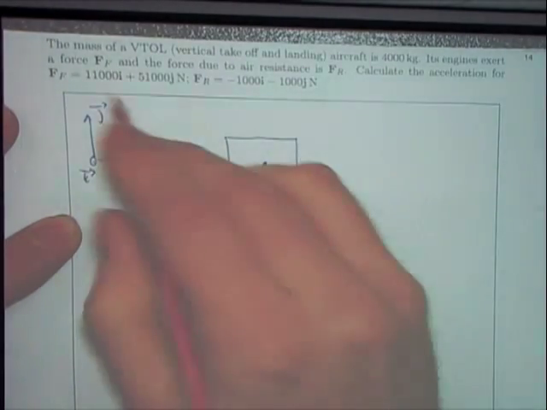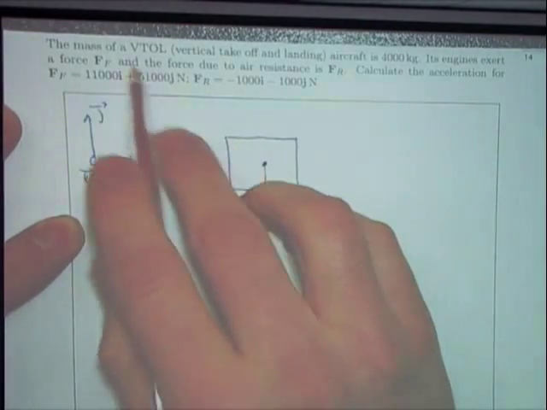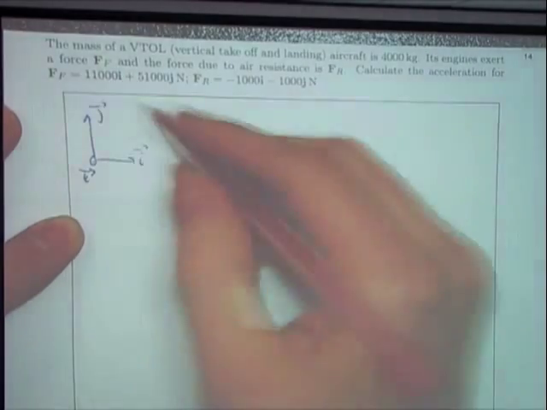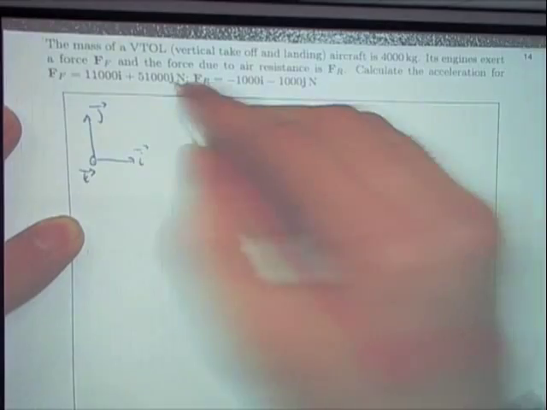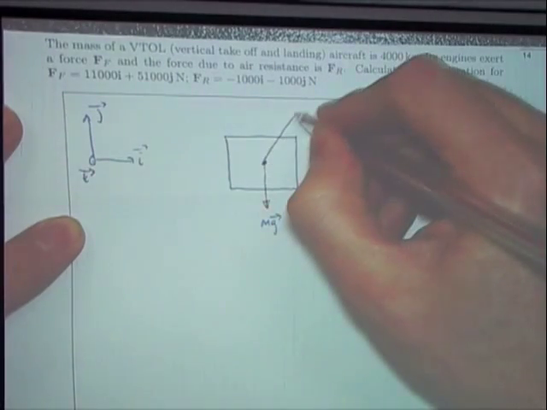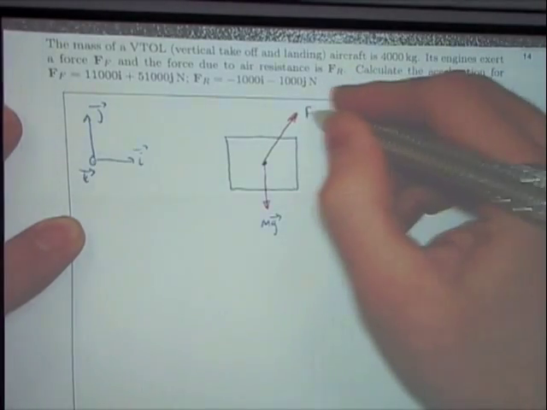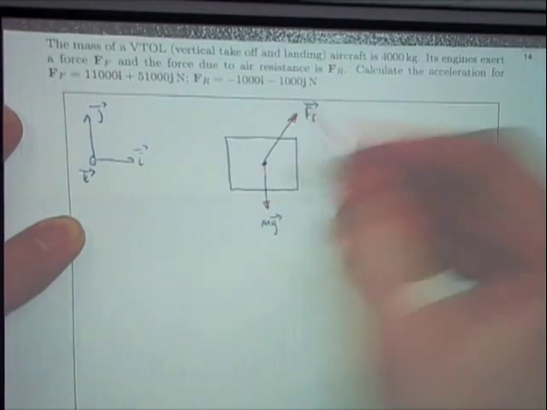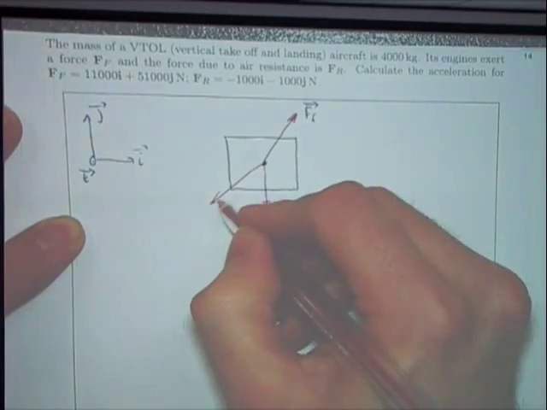Okay, and we've got these two forces, FF and FR, which are applied, and these are in decomposed form already. We've got I and J components to that, and we can see that this is going to be in the positive I and positive J direction, so I'm just going to arbitrarily draw it like this. We don't need to worry too much about its direction. FF, okay? And we've got a resistance force, which is minus 1000 I, so it's in the minus I and J directions.